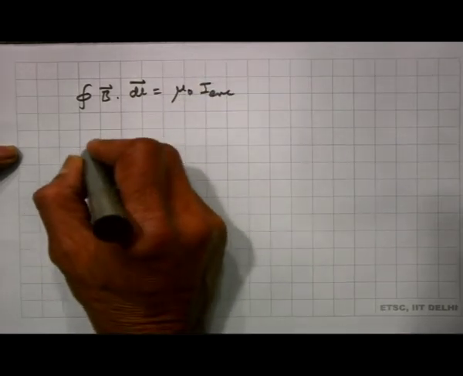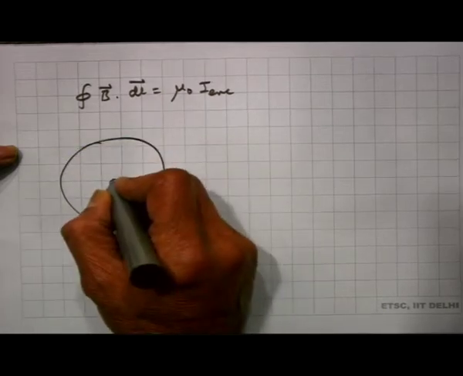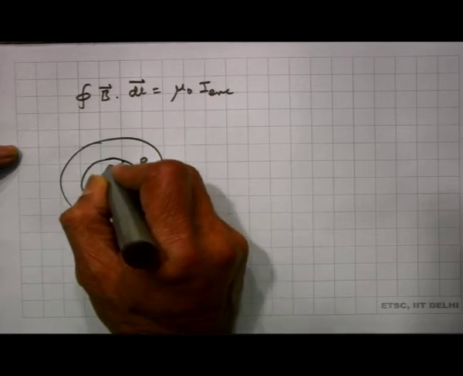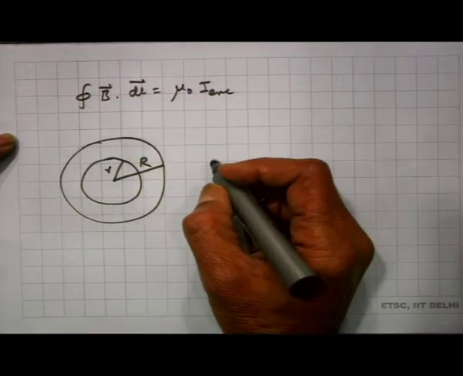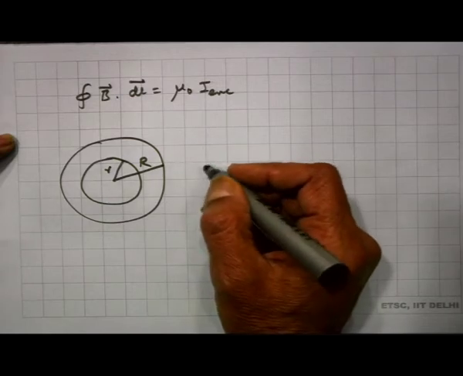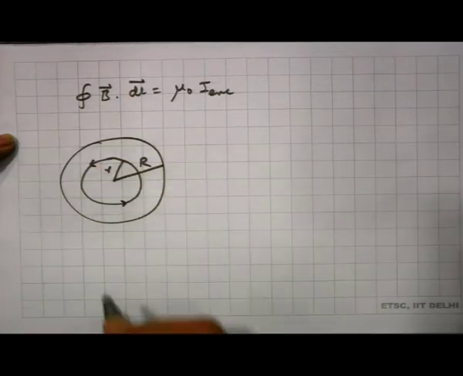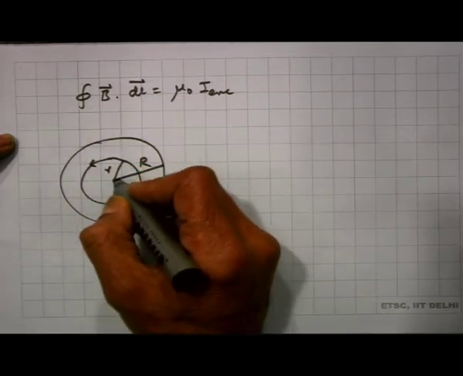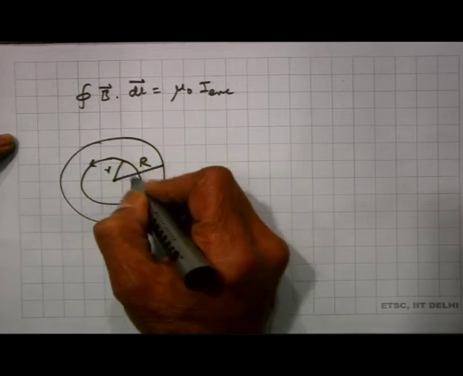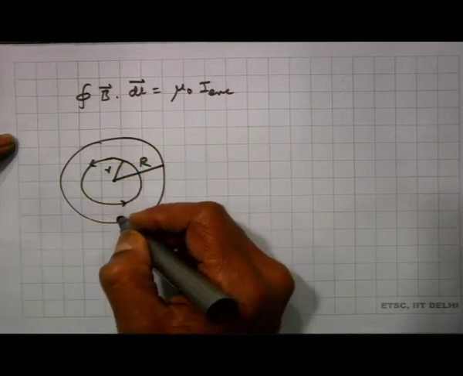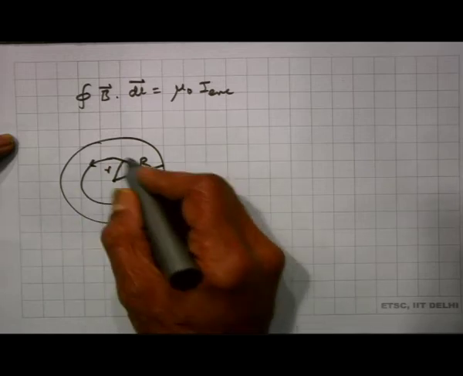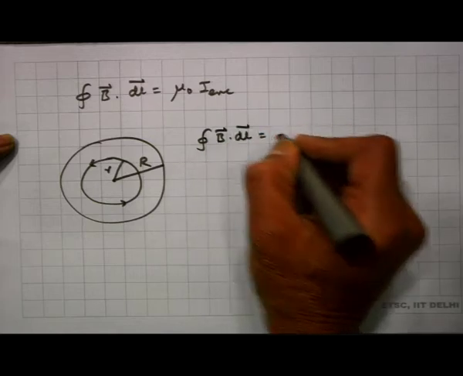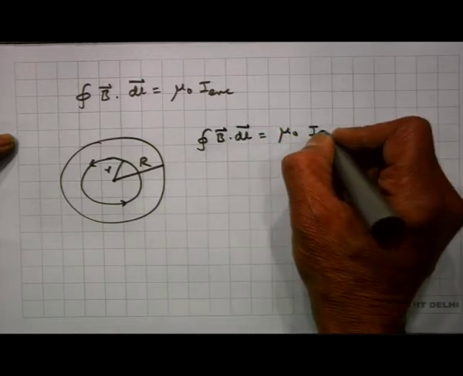So, if this is my current carrying conductor of radius R, I take a path inside of radius r. Now, one can show through similar symmetry arguments that the magnetic field has to be along the azimuthal direction, which is tangential to a circular path around the center. So, if I take this path, the integral B dot dl is equal to mu 0 times I enclosed.